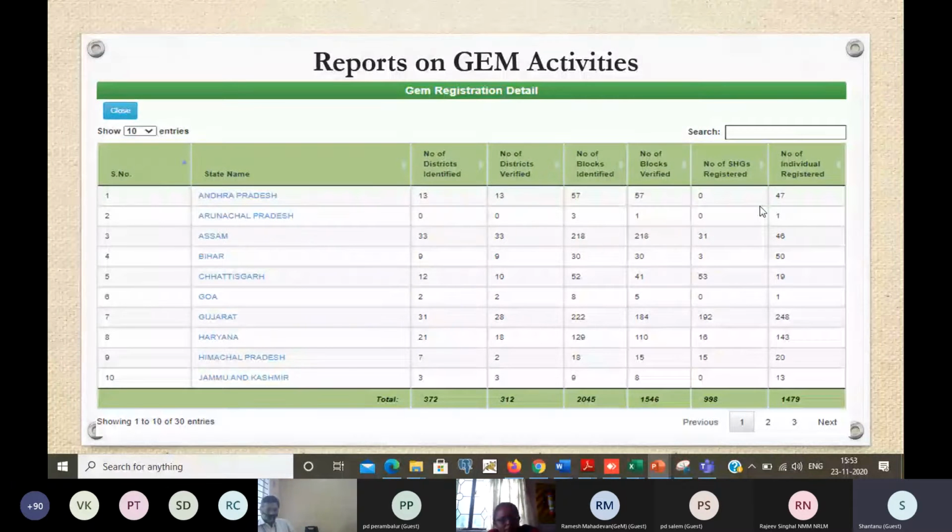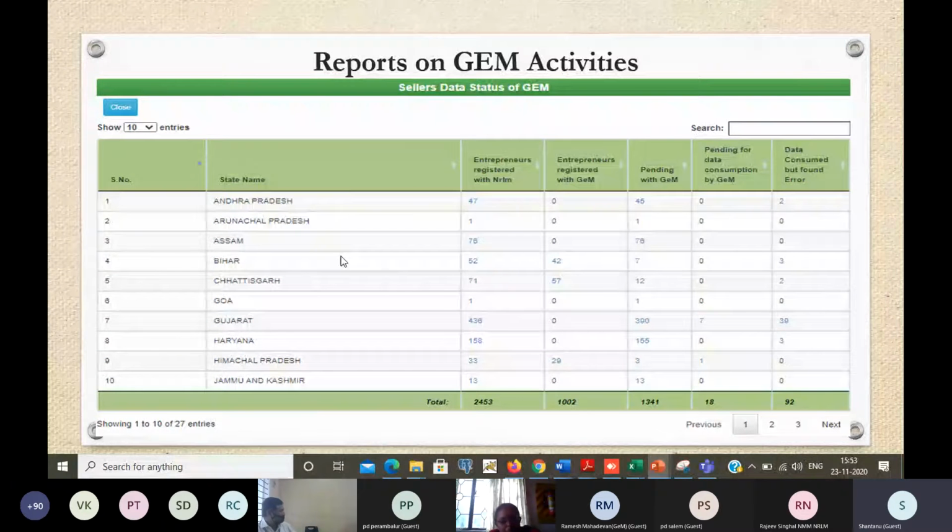In the next report, here the state-wise, you can see how many entrepreneurs are registered, as an individual or maybe as a group, how many members, and how many entrepreneurs are registered with GeM. So how many such entrepreneurs are registered on GeM, that is also shared.